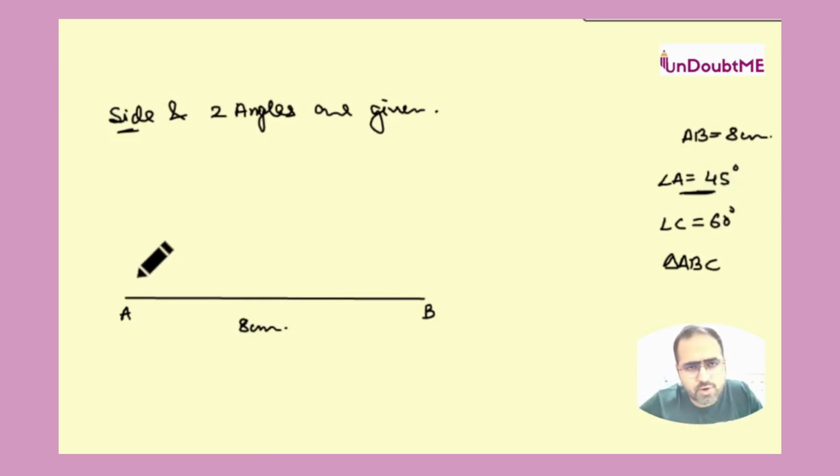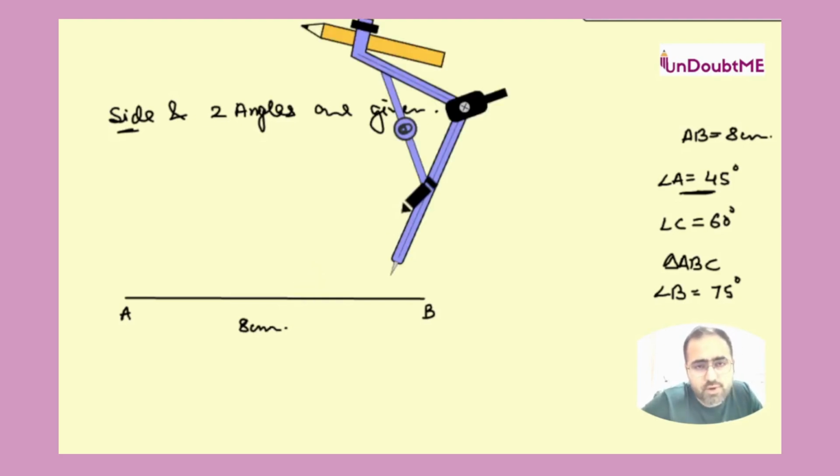So at A, I have to draw an angle 45 degree, but C is given as 60. B is not given. So we can use angle sum property and get the value of B. So by using angle sum property, you will get the value of B as 75 degrees. It means that B has to be 75 degree, A has to be 45 degree. We will just calculate those angles and we will just join them, and then we can get the full triangle. Now to draw the angle using protractor is very easy, but to draw the angle using compass is what we will learn over here.